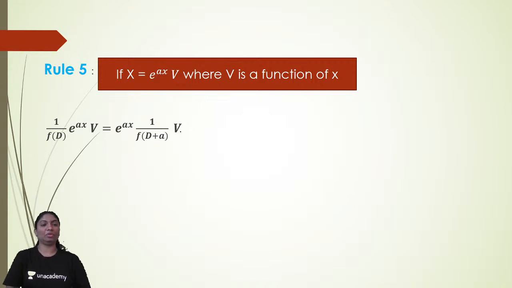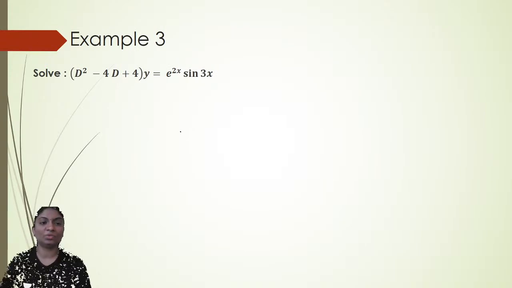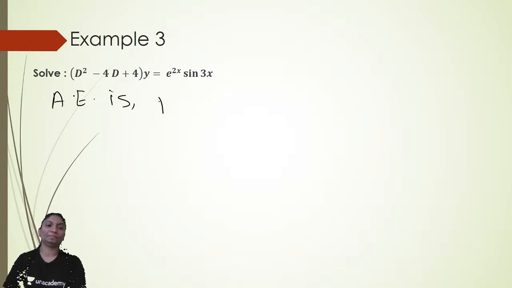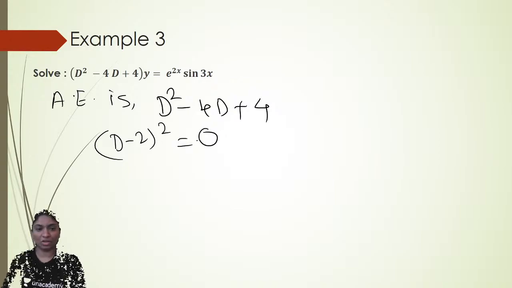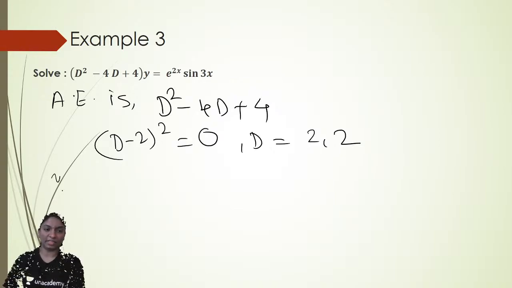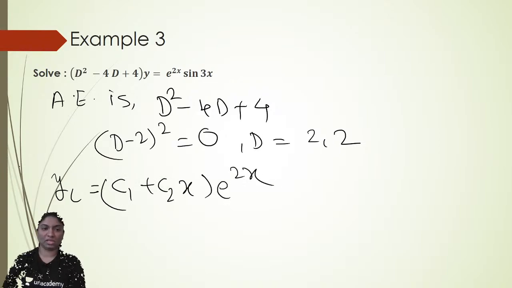To use rule 5, we will go through it. Now we will see the first example of this type. D square minus 4D plus 4 of y is equal to e raised to 2x into sine 3x. So the auxiliary equation is D square minus 4D plus 4, so you will get D minus 2 bracket square is equal to 0. Ultimately D is equal to 2, two repeated real roots. Therefore we can write yc is equal to c1 plus c2x into e raised to 2x.